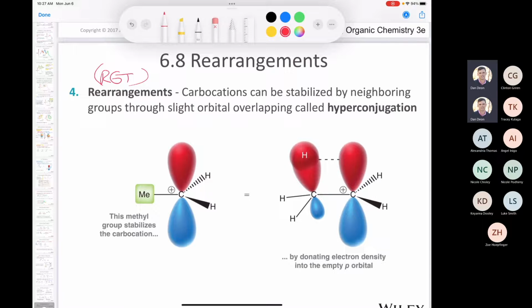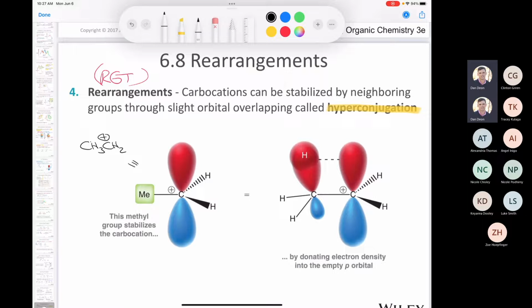It says carbocations can be stabilized by neighboring groups through slight orbital overlapping called hyperconjugation. This is a word that comes up over and over in organic chemistry, so I'm just going to highlight that, hyperconjugation. So what they're showing here in this picture is this. I'll draw the Lewis structure. It's an ethyl carbocation, okay?